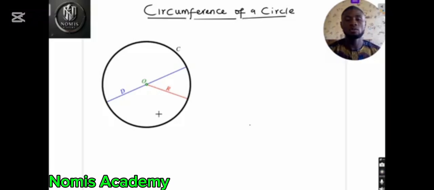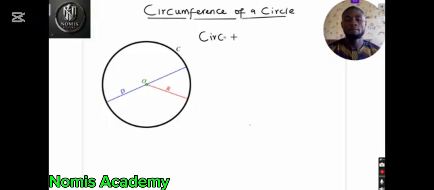In mathematics, circumference is given by 2 pi r. I mean, circumference of a circle is given by 2 pi r. Another word for circumference, do not forget, is perimeter. So I can tell that the circumference of a circle is the same thing as the perimeter of a circle. So let's take the formula.